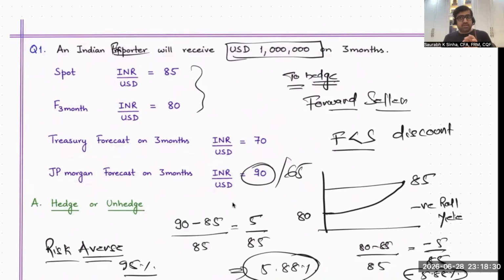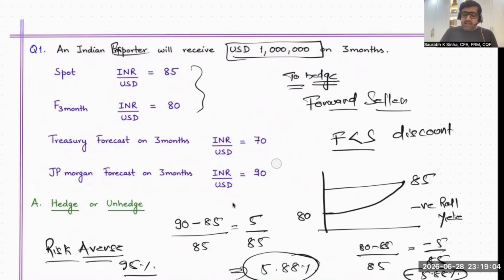So a risk averse investor generally hedges. They do not think about hedging cost. But it also depends upon the conviction of a risk averse person. If the conviction is that yes, USD is going to appreciate and it is going to be 90, and I'm 100% sure about it, then only they will keep this position unhedged. Okay. So this was important.